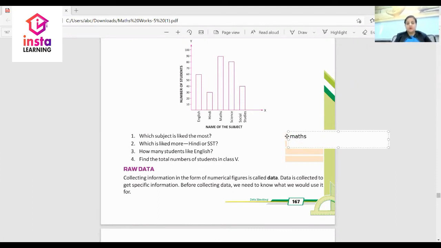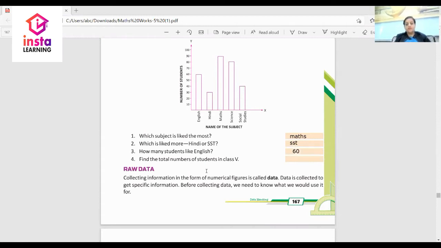Which is liked more, Hindi or SST? SST is 40 and Hindi is 30. So SST is the subject that they like more. How many students like English? English is liked by 60 students. So just write here 60.